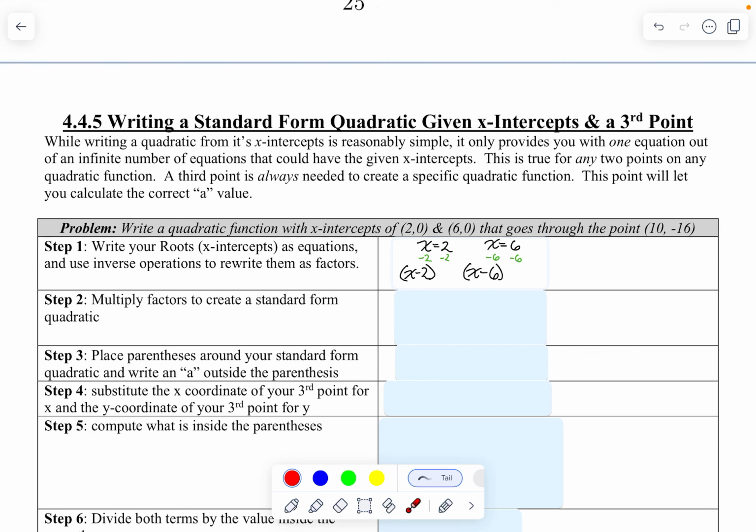Hey, welcome back to our last topic in Chapter 4. We're going to talk today about how to write a standard form quadratic given x-intercepts and a third point. So if we're given the x-intercepts, we're going to, just like we've done previously, use those x-intercepts to create our factors. So in this case, x minus 2 and x minus 6. And we'll worry about that third point here in a little bit.